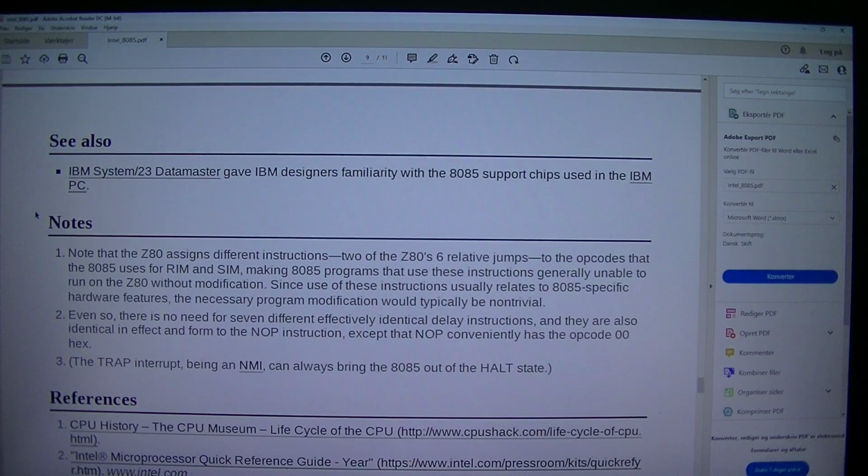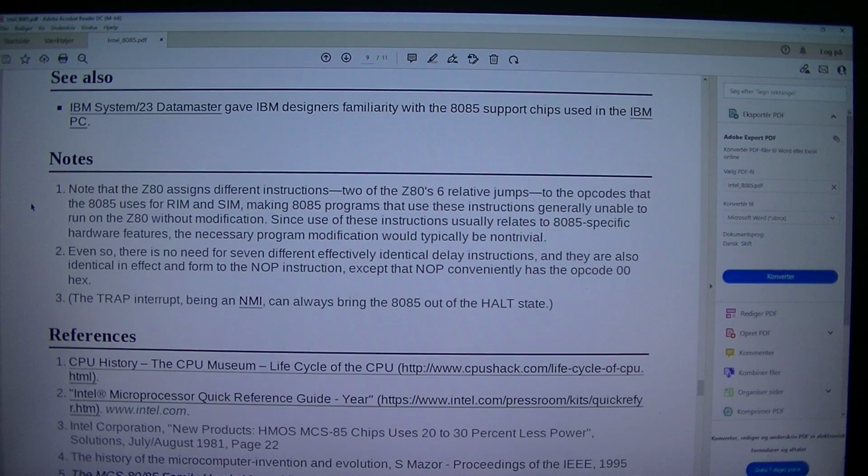See also. IBM System/23 Datamaster gave IBM designers familiarity with the 8085 support chips used in the IBM. Notes. One note that the Z80 assigns different instructions to the opcodes that 8085 uses for RIM and SIM, making 8085 programs that use these instructions generally unable to run on the Z80 without modification. Since use of these instructions usually relates to 8085 specific hardware features, the necessary program modification would typically be non-trivial.